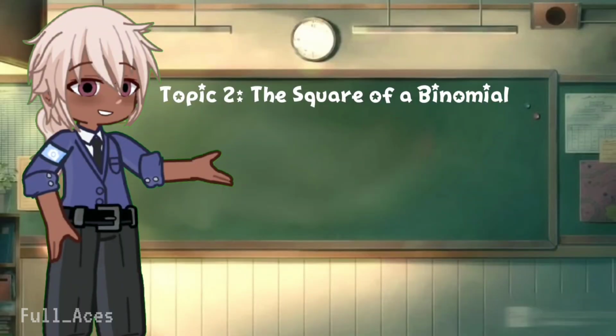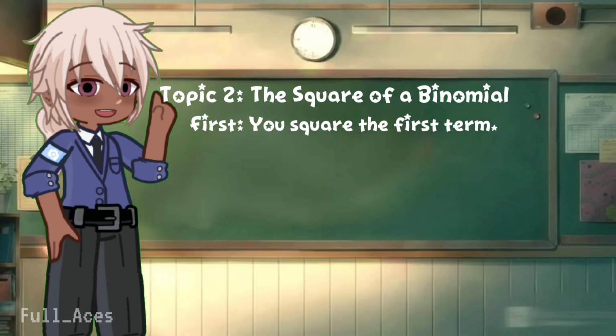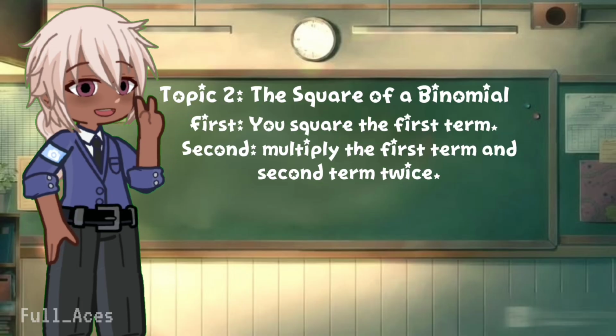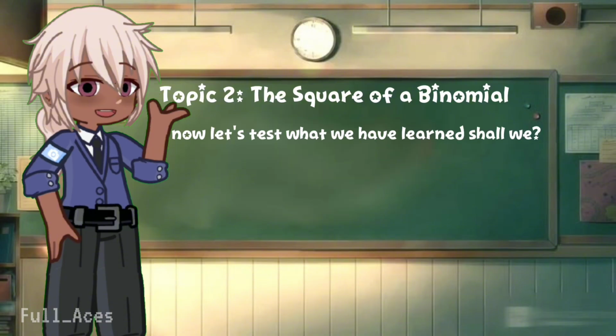Topic 2. The square of a binomial. Let's start this topic. We do have three procedures in the square of a binomial. First, you square the first term. Second, multiply the first term and the second term twice. And third, square the last term. So if you remember this procedure, you can simply answer any questions about the square of a binomial. Now let's test what we have learned, shall we?